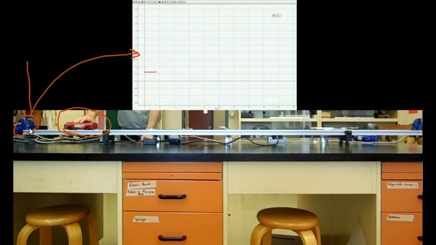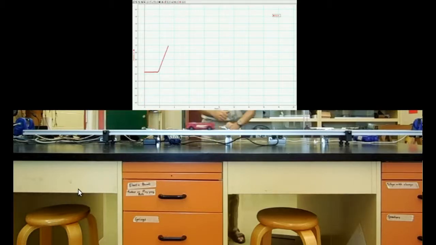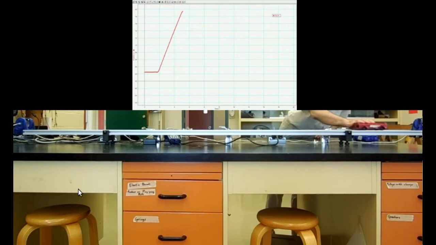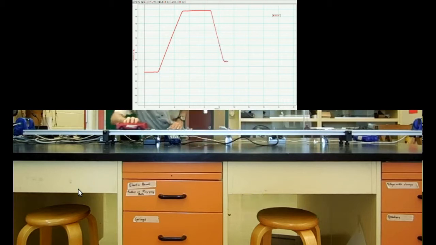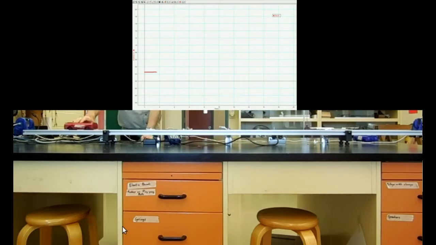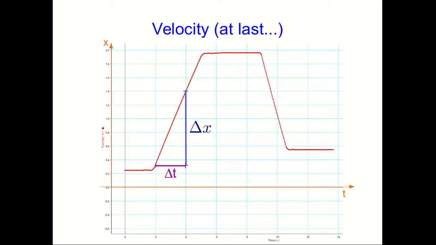And so you can think that essentially all it's doing is assuming there's a set of axes here, and it is just getting the x position of the cart as a function of time and graphing it for us. So here's the data. And you can hear the motion sensor clicking away, and I'll send the cart back in the other direction. And there's our data, which we can now look at more closely. We're ready to talk about velocity properly at last.